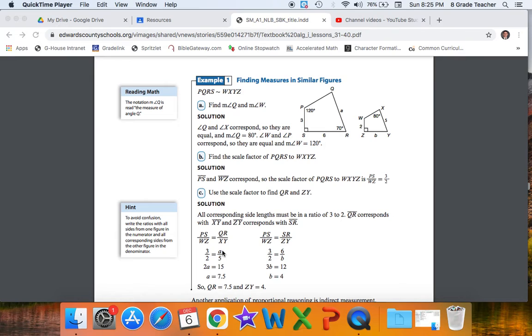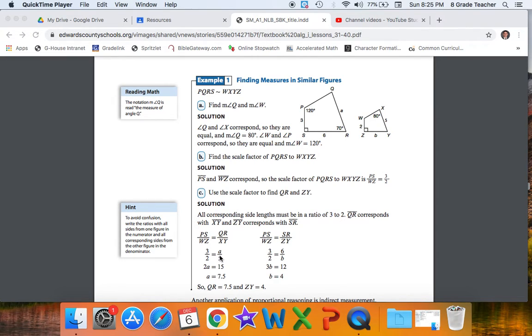So here it's going to be written out as A is the missing value, the large number in the numerator, and 5 is the known value, is compared to two of the other known values that you have. So PS is 3 and WZ is 2. We use that as our scale factor here, 3 over 2, and we're going to compare that to the fraction of A for QR and 5 for XY. So 3/2 is compared to what over 5?